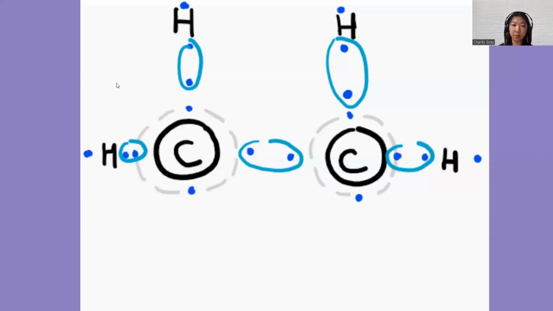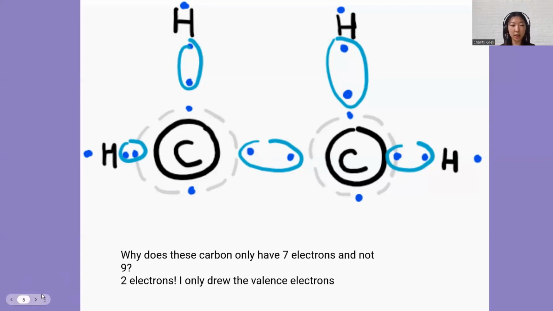So let's count the number of electrons. 1, 2, 3, 4, 5, 6, 7. This carbon has 7 electrons. Let's count for this one. 1, 2, 3, 4, 5, 6, 7. All right, the question is, why do these carbons only have 7 electrons and not 9?